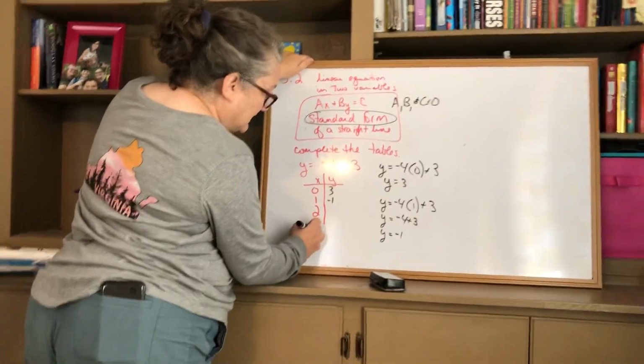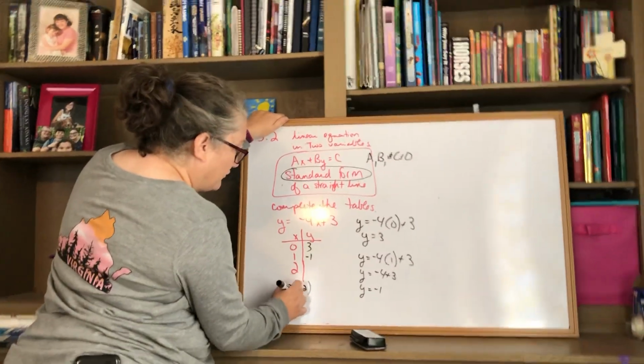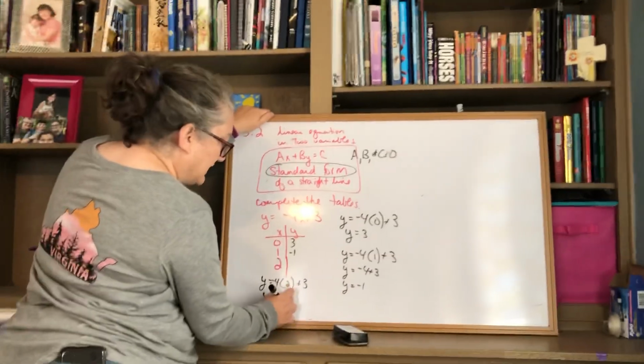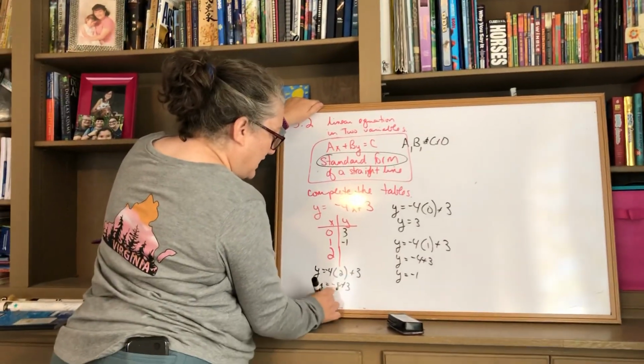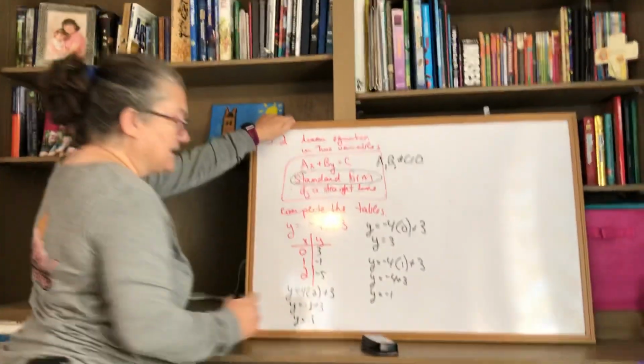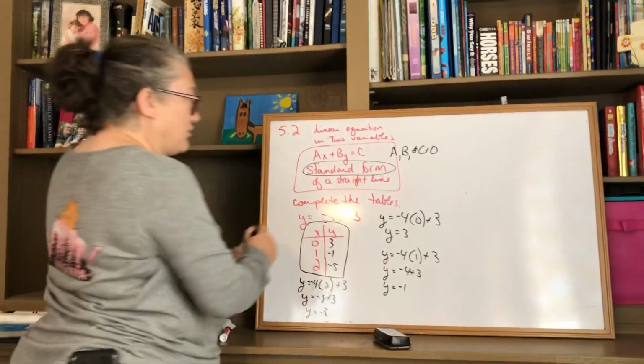So we have y equals -4, parentheses times 2, not 2, sorry, I wrote the wrong problem down. -4 times 2 plus 3. Y equals -8 plus 3, or y equals -5. So then I can put this -5 in, and now we can graph this. So we can use these to graph the line.